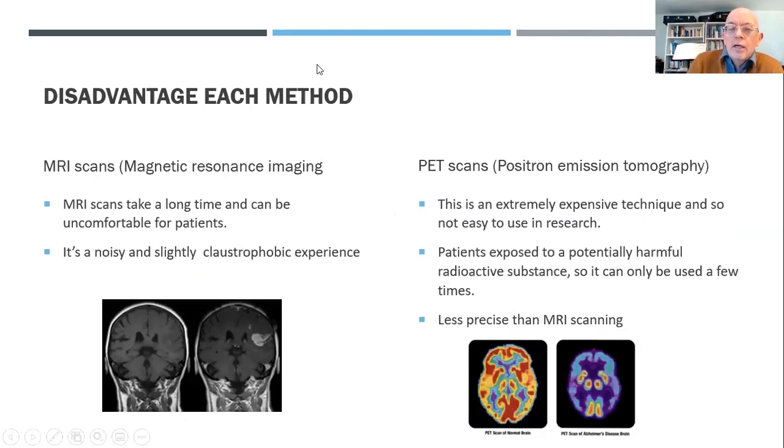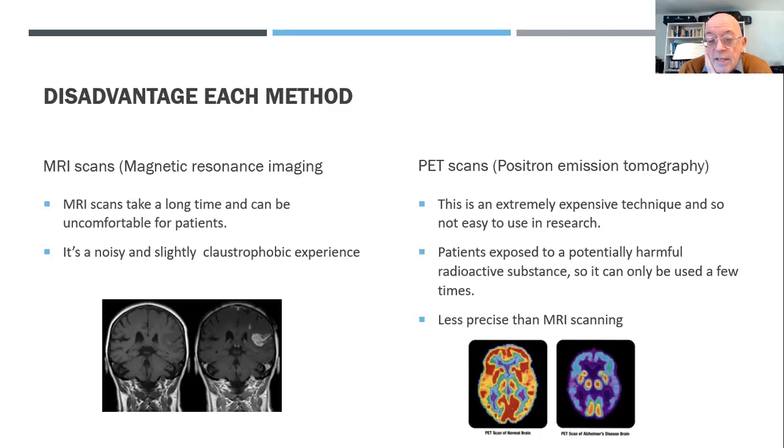So think about MRI scans. If you think about the long tube that people have to go into, they can take a long time inside those tubes, and they can be quite uncomfortable. It's very noisy, and it can feel slightly claustrophobic. So that would be a problem for people who don't like confined spaces.